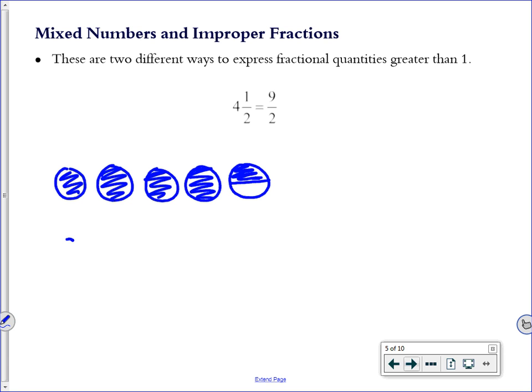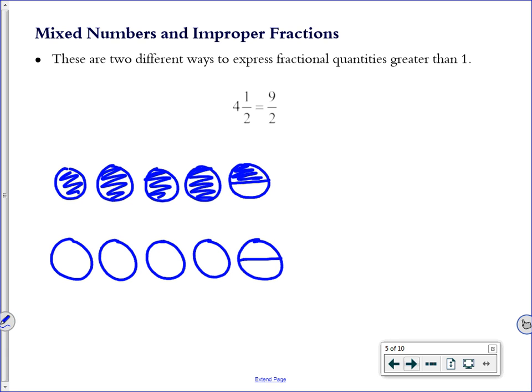Well, another way to express that same quantity is by talking purely in halves. How many halves have been shaded? So if I split each circle in half but shade the same amount, that's 1, 2, 3, 4, 5, 6, 7, 8, 9 halves. So 4 wholes and 1/2 is the same as talking about 9 halves. So that's the difference between a mixed number and an improper fraction. They're both used to express the same sort of quantity, a quantity greater than 1, but one with wholes and parts and one just talking about parts.